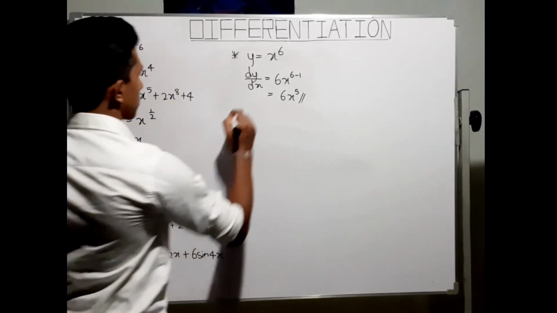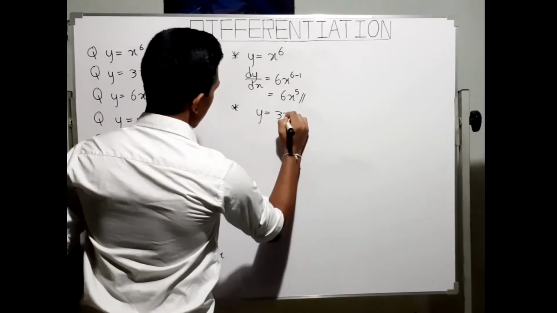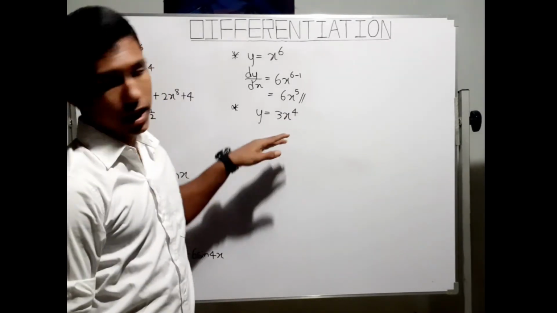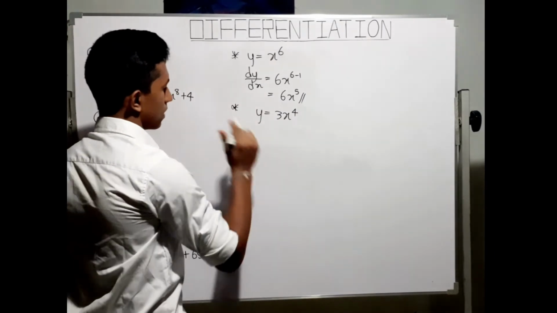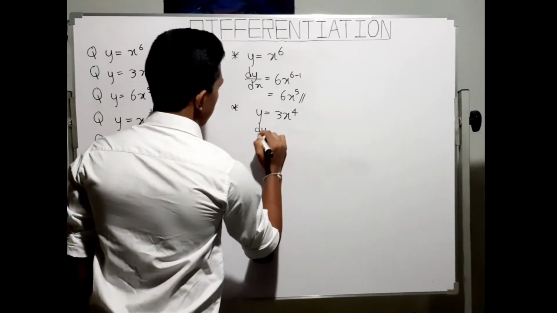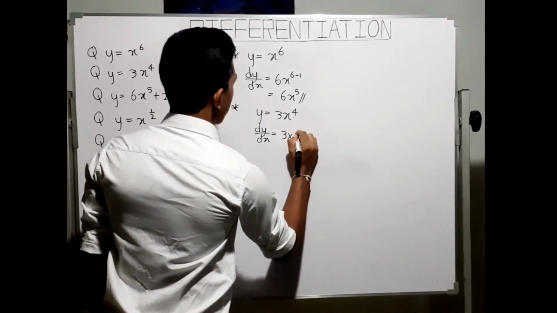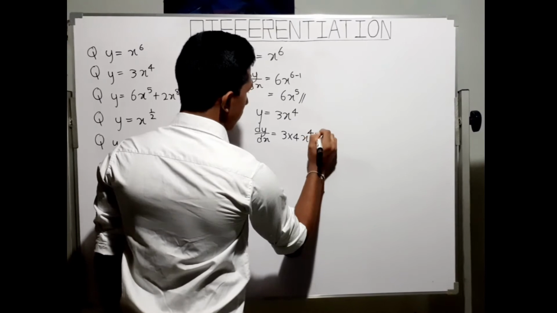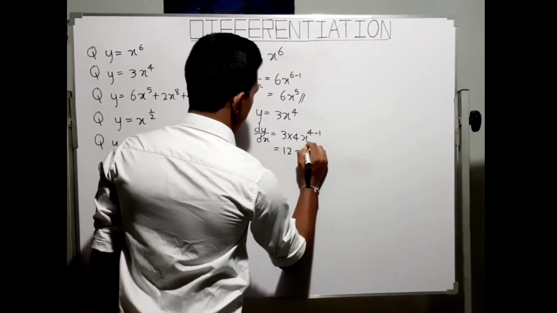Now we'll move on to the second question, which is y is equal to 3x to the power 4. This is the format of a x to the power n, and when we differentiate this, the same method follows. So dy by dx is going to be 3 multiplied by 4, since 4 comes to the front, and the power of x decreases by 1, which is going to be 12x to the power 3.